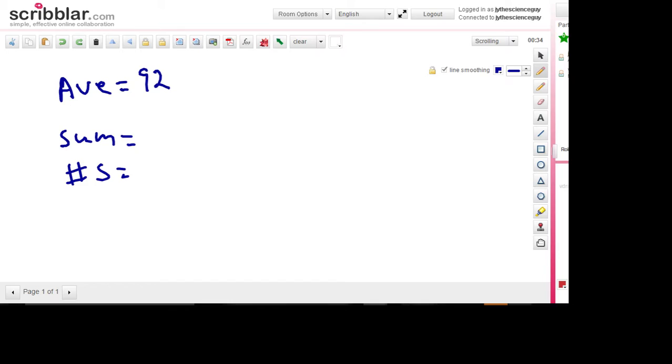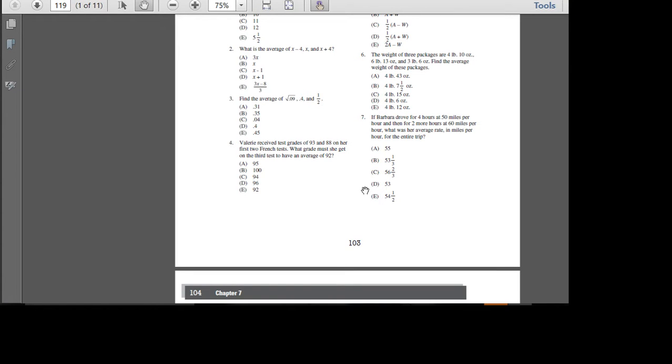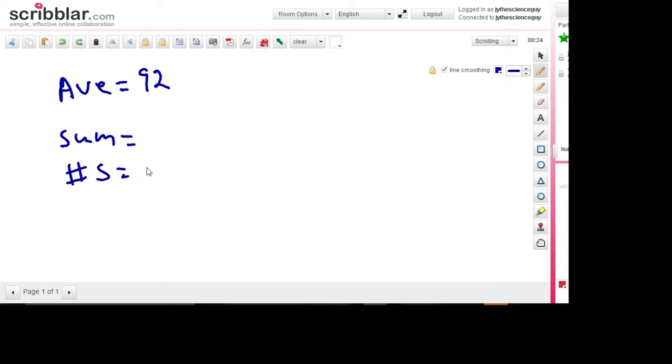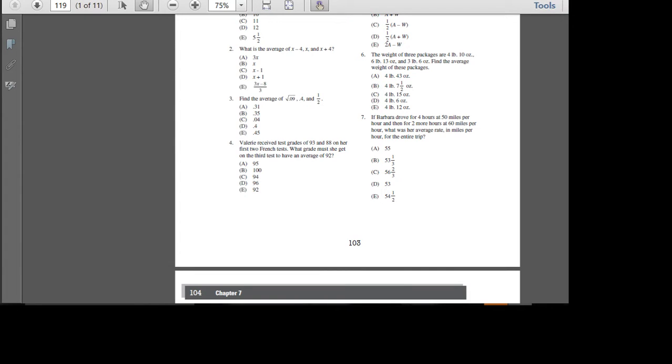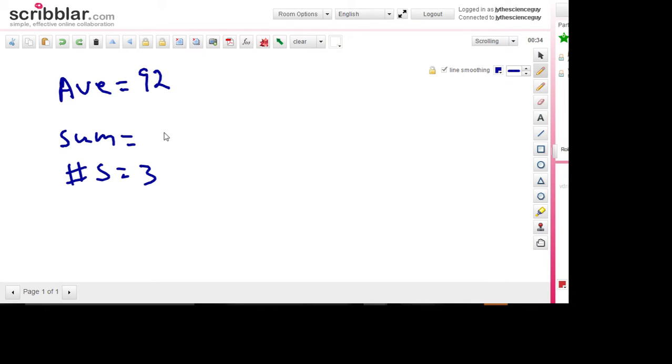By the time I take my final test, how many grades will I have in total? 3. So that's the number that goes here. And now I need to figure out my sum. My sum is going to be all of the test grades added up. So I have 88 plus 93 plus some grade I don't know yet. And so I'm actually going to solve this for x. But it's going to be easier than you think.